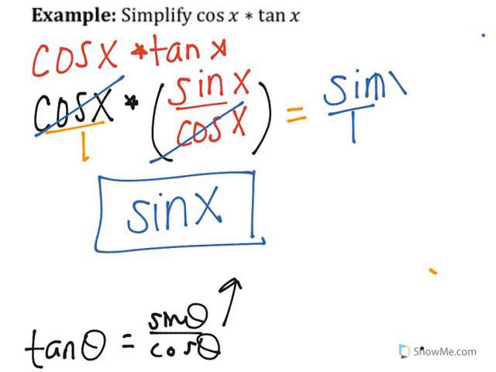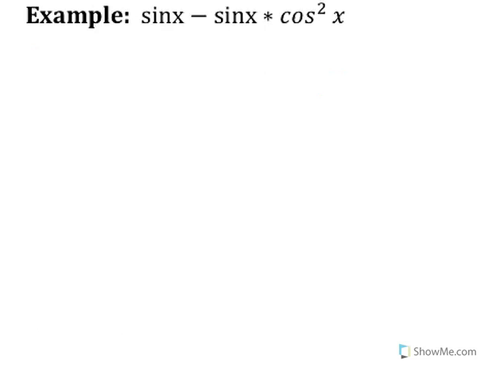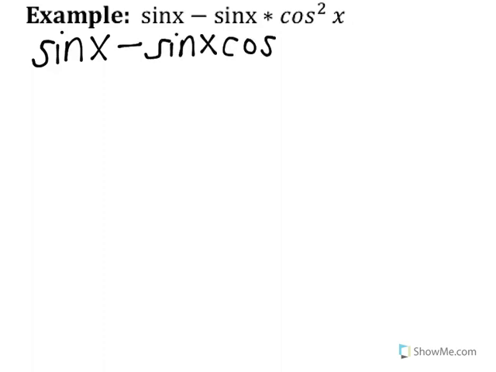And then let's move to our last and final example for the day. So our last example requires another technique that we use for trig identities, and this is sine minus sine times cosine squared. We are going to simplify this. So I'll start and I'll rewrite it. Sine of x minus sine of x cosine squared x.